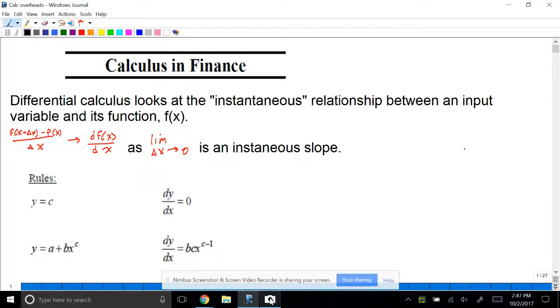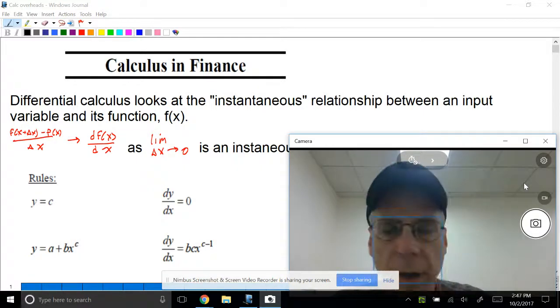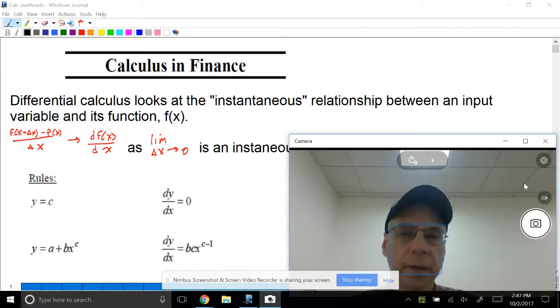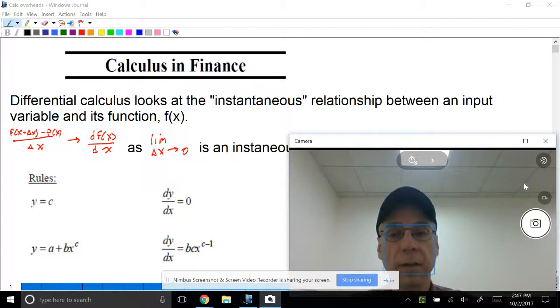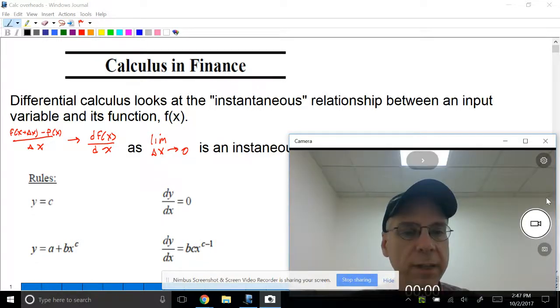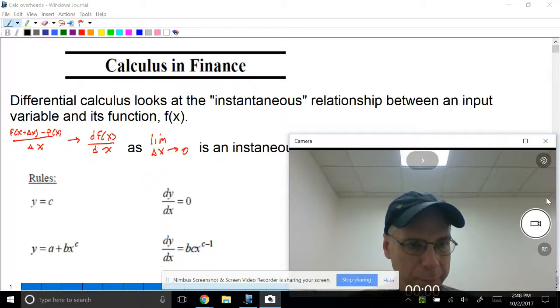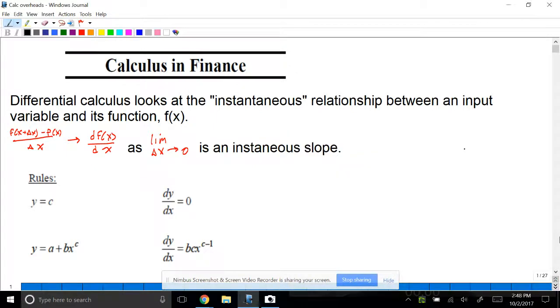We're talking about calculus in this set of notes, and we use calculus a fair amount in MSF 502, the valuation course, and in statistics and econometrics. Calculus is basically a measure of instantaneous relationships between one variable and another, basically instantaneous slopes.